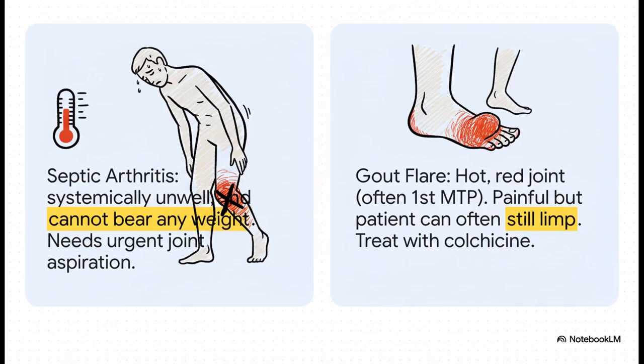All right, here's a classic exam showdown, the hot joint. Is it a septic, infected joint, or is it just a really bad gout flare? They can look similar, but you have to tell them apart. A septic joint is an emergency. The patient is usually sick, fever, feeling terrible, and here's the key. They cannot bear weight. Gout hurts like crazy, don't get me wrong, but they can usually still manage to hobble. Getting this one wrong can destroy a joint, so you gotta know the difference.